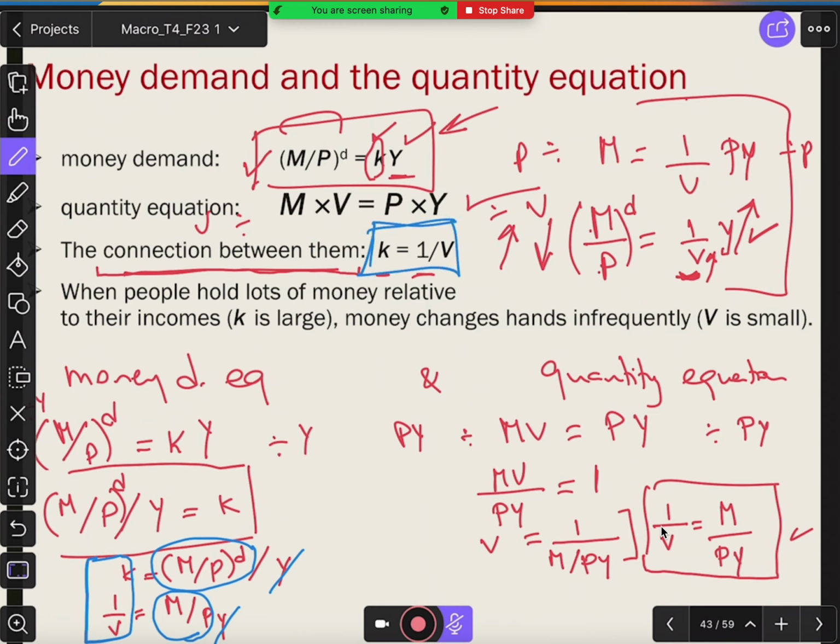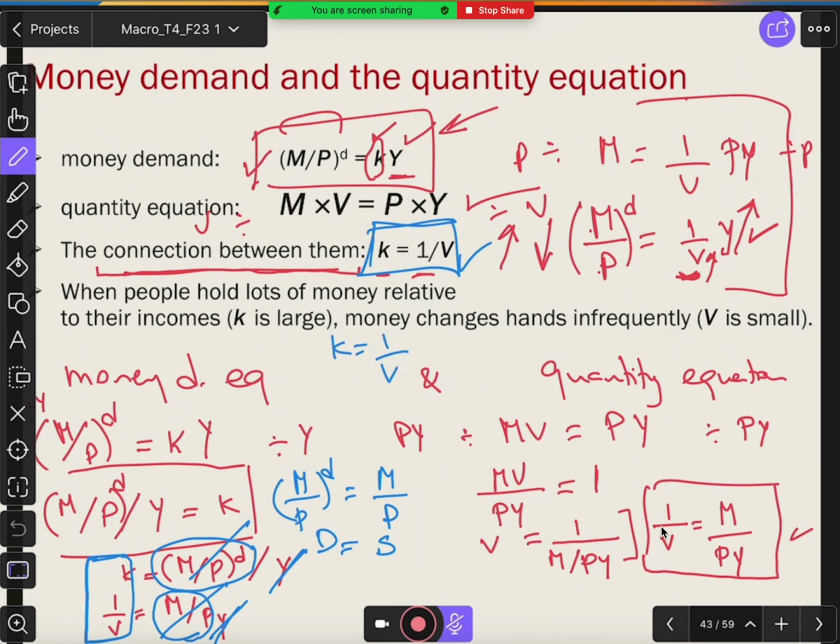Okay, and this is under the big assumption that the real demand for money is equal to the real supply of money. Demand side equals supply side in equilibrium, then I can cancel these two together, I can cancel the y together, and I'm left with this equality, which says k is equal to 1 over v. What is the 1 over v? So k is equal to 1 over v.